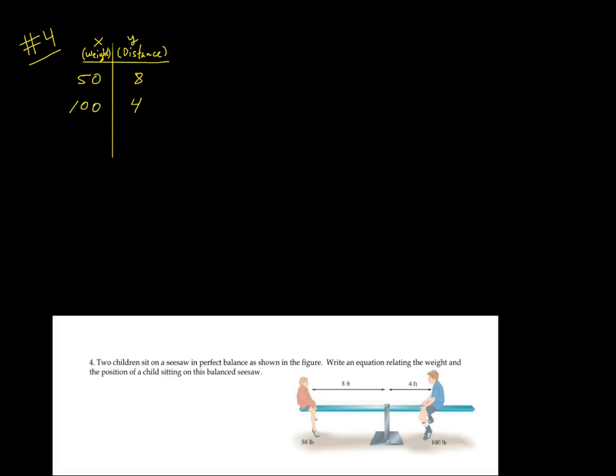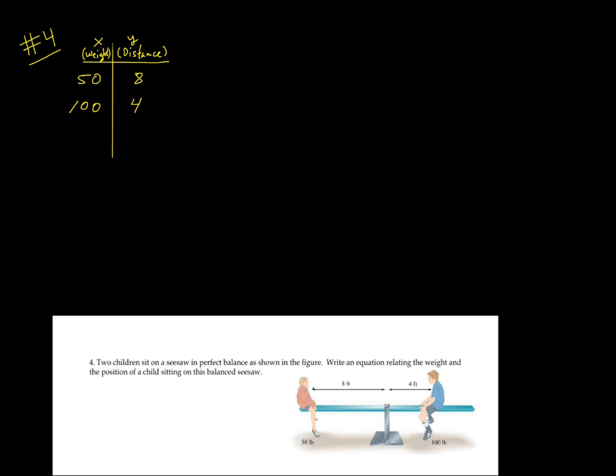Right, in this video in section 11.3, we're going to look at question number 4. Here we have two children sitting on a seesaw in perfect balance as shown in the figure. Write an equation relating the weight and the position of a child sitting on this balanced seesaw.